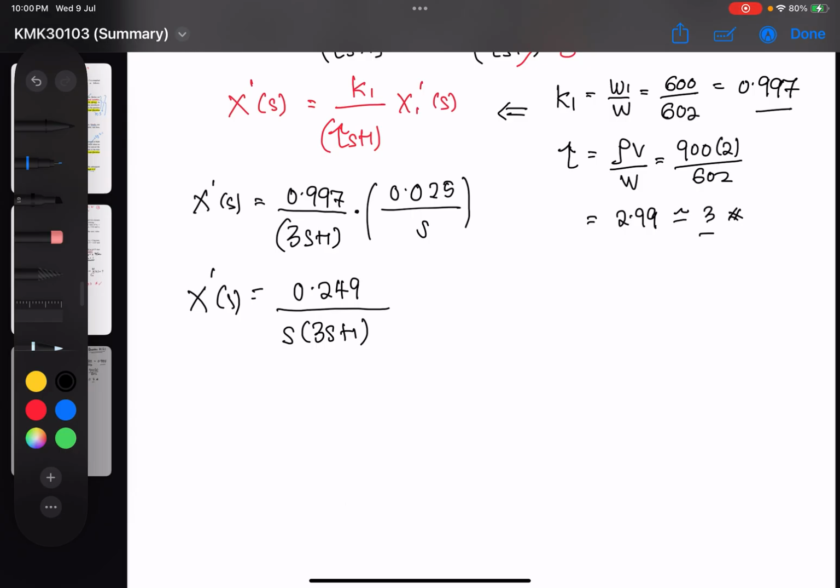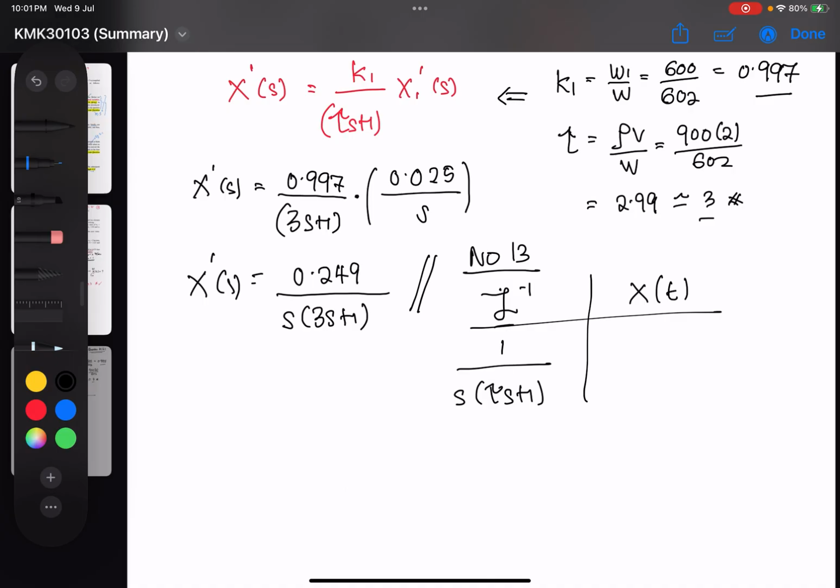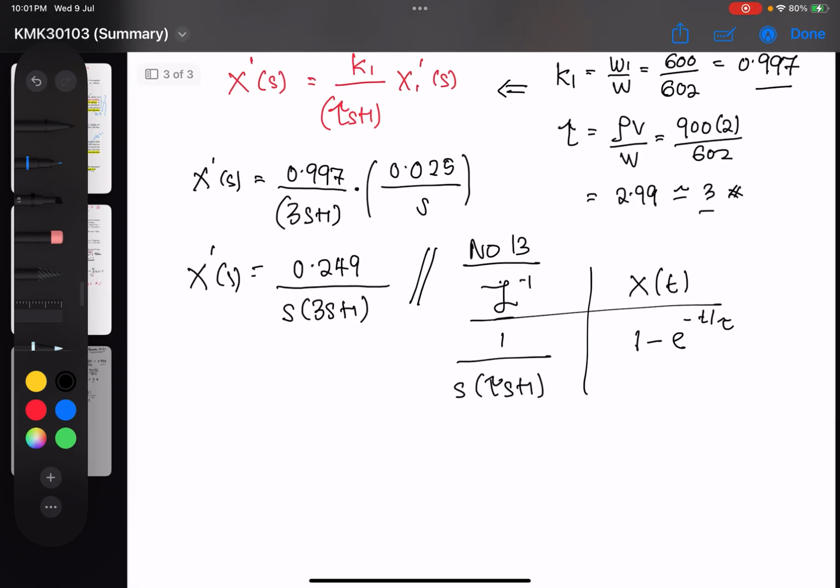I can either use a partial fraction, or I can also use number 13, because number 13 in the Laplace table states that the inverse Laplace of 1 divided by s(tau s plus 1) should be equal to, as a function of t, 1 minus e to the power of negative t over tau. So I can straight away use number 13 here, because I have a function that looks something like this.